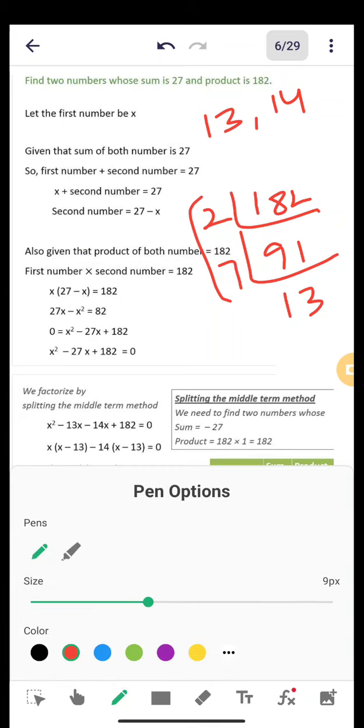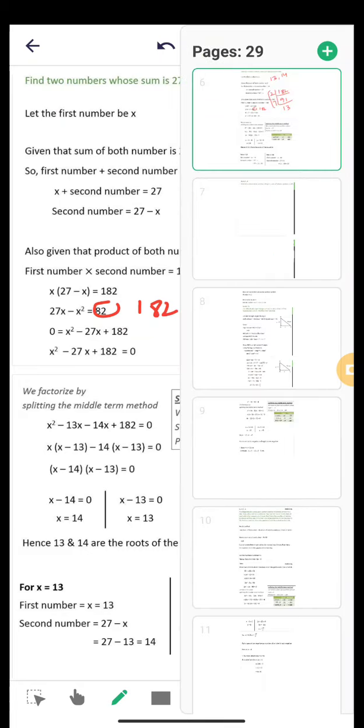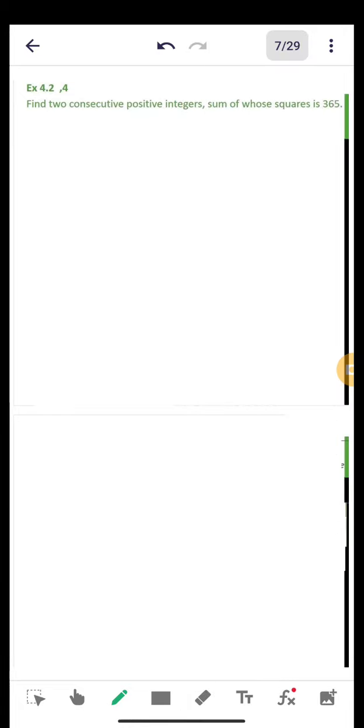Just make a little change here. There is a misprint. It's 182. So this is the way we can use quadratic equations for solving different problems. Now let's go for the next question.